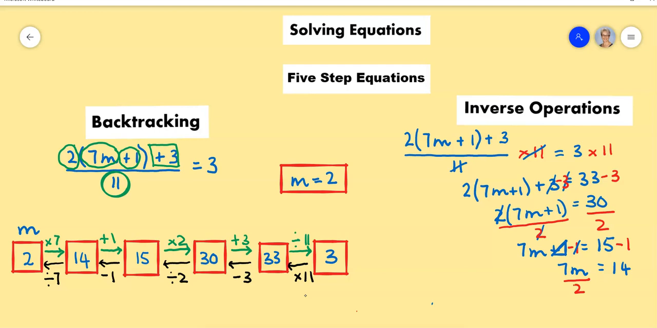The last thing that we needed to do was to divide by 7. So dividing both sides by 7, we find that times 7 divided by 7 will cancel out, and I'm left with m is equal to 14 divided by 7, which is 2. Again, the same solution that we had when we solved using backtracking.